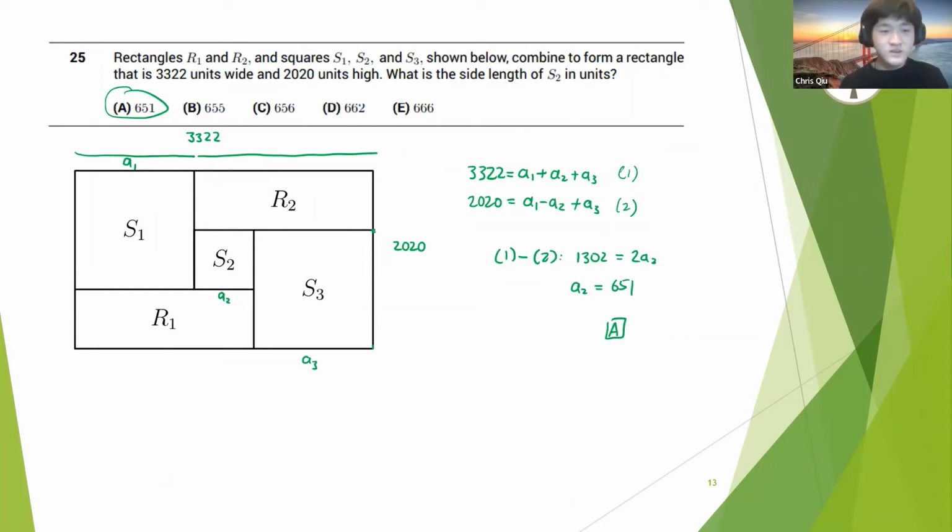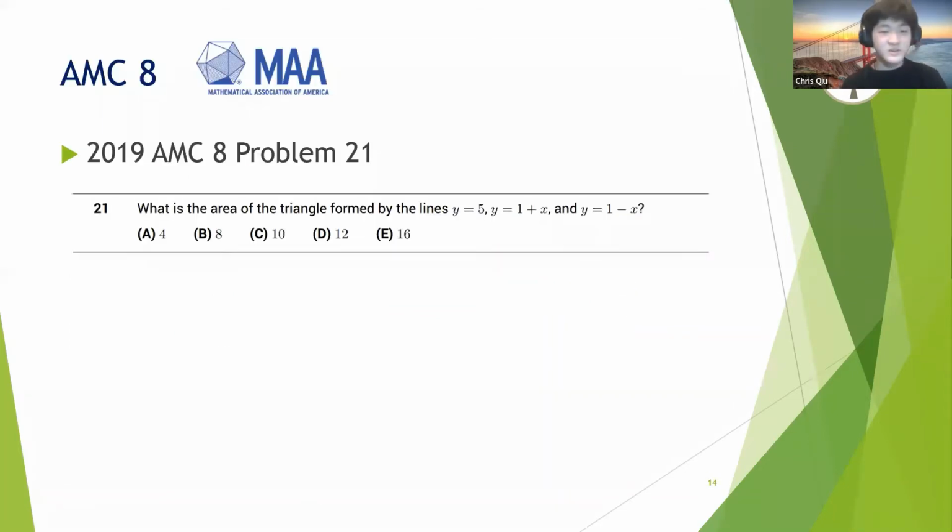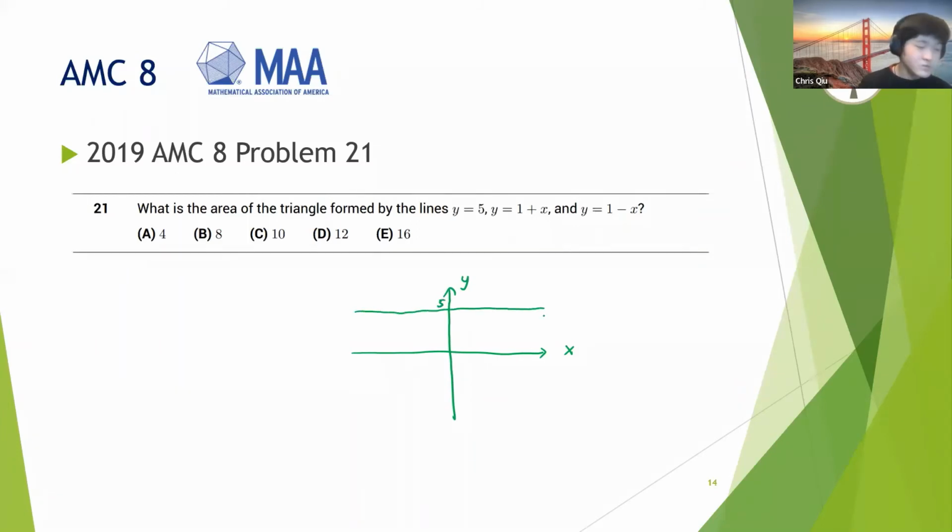Okay, so now let's move on to the 2019 AMC 8. And we'll start by doing problem 21. So in problem 21, we have a graph of a triangle formed by 3 lines. So that is, we're going to draw our coordinate plane with our X and Y axes. And we're going to draw these 3 lines. So first, drawing y equals 5 isn't that hard. We're going to take this point and we're going to draw a horizontal line.